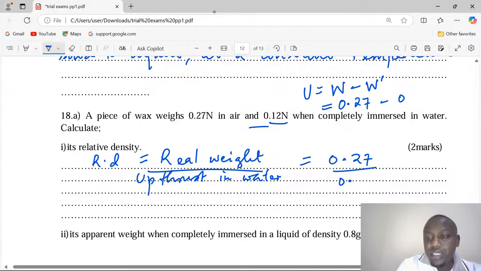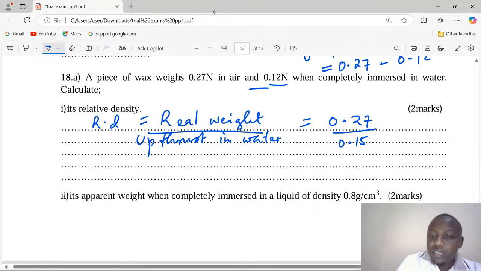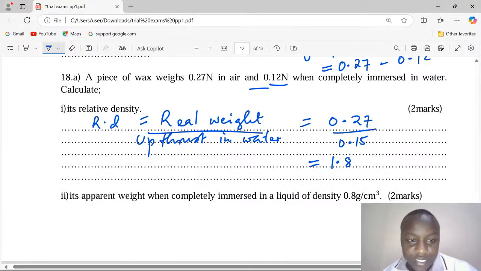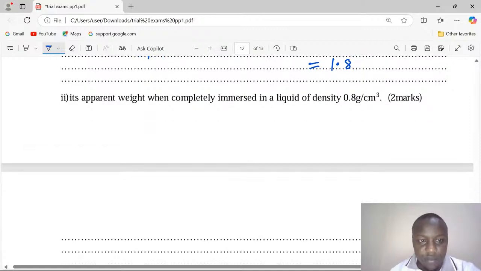Now the apparent weight, when it is completely immersed in water, is 0.12. So 0.15 is the upthrust in water. This will give us 1.8. This is the relative density of wax. Relative density, being a ratio, has no units.